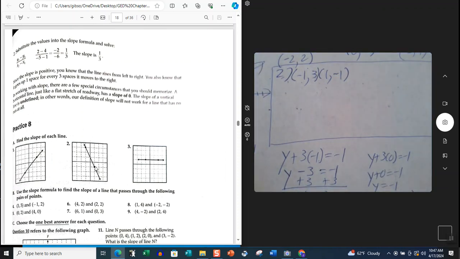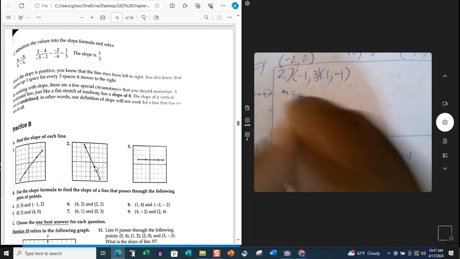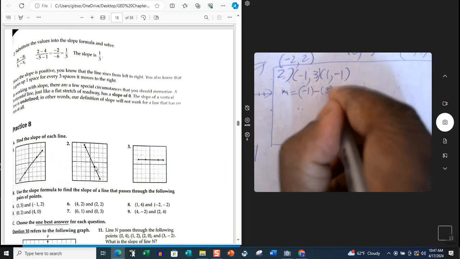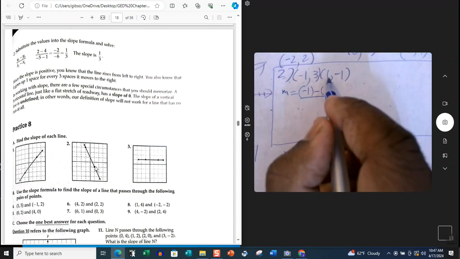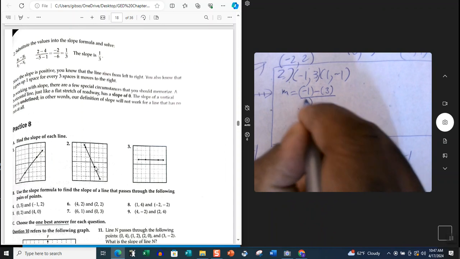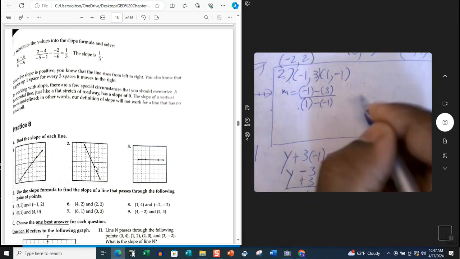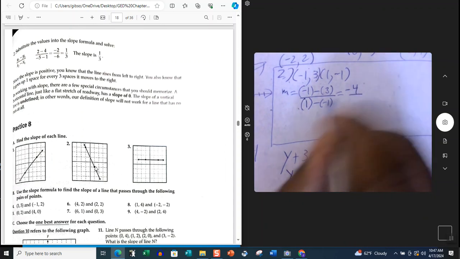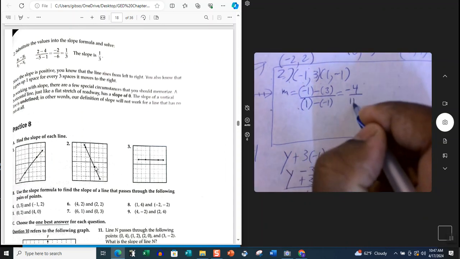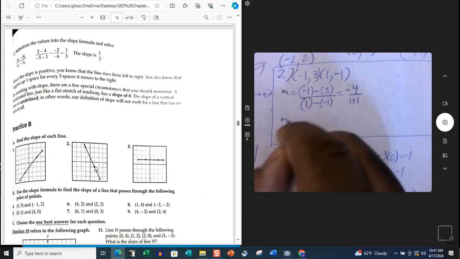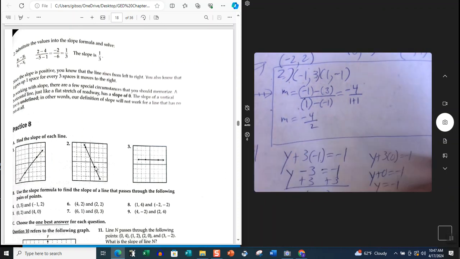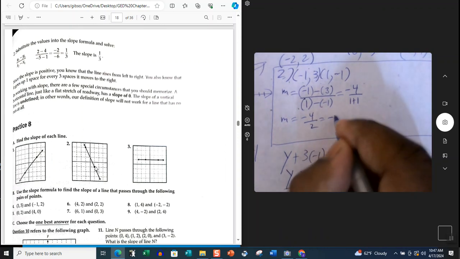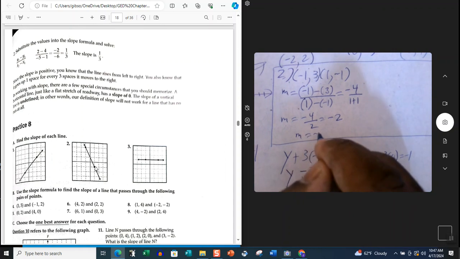Alright, so now we will do our slope. We have y sub 2, which is negative 1, minus y sub 1, which is 3, all over x sub 2, which is 1, minus x sub 1, which is negative 1. So negative 1 minus 3 is a negative 4. 1 minus a negative 1 is 1 plus 1. So we have our slope is equal to negative 4 over 2. A negative divided by a positive is negative, and 4 divided by 2 is 2. So our slope is negative 2.